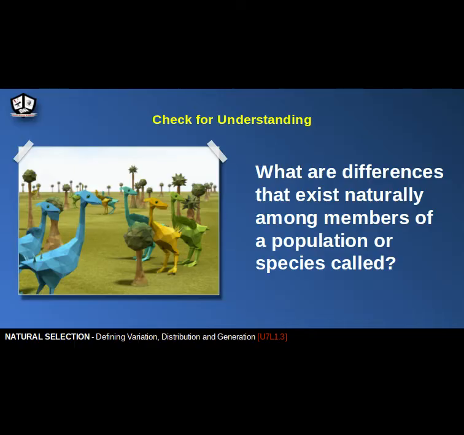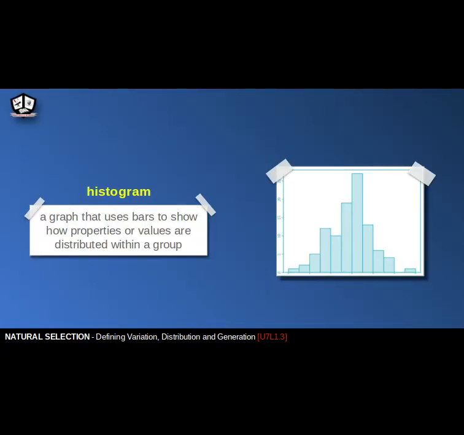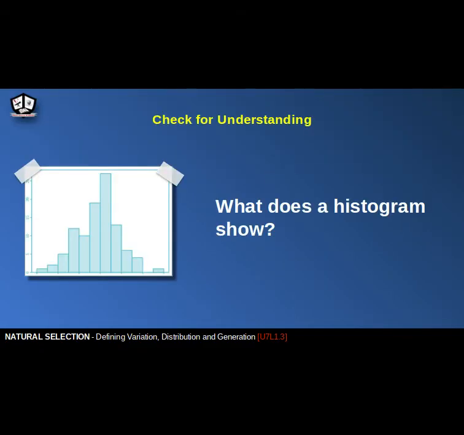So the first check for understanding: what are differences that exist naturally among members of a population or species called? Next question: what is the term used to describe the number of individuals with each trait within a population? A histogram is a graph that uses bars to show how properties or values are distributed within the group. So, what does a histogram show?